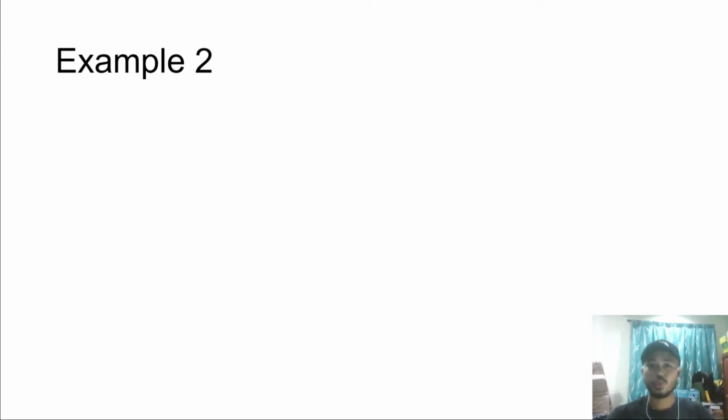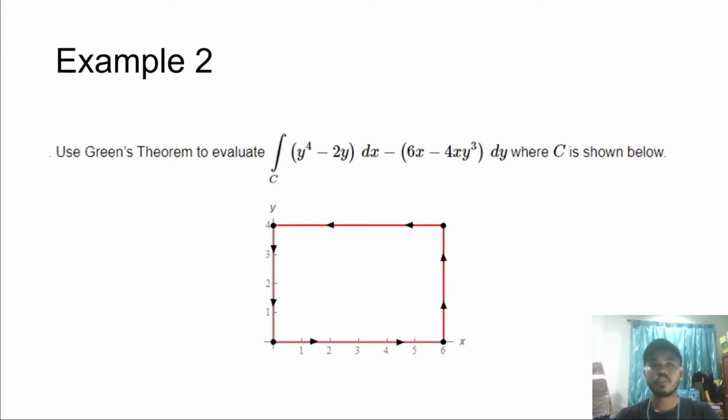Hello, we proceed to example 2. The question is, use Green's theorem to evaluate the integral over c of y to the power of 4 minus 2y dx minus 6x minus 4xy cubed dy, where c is shown below. Okay, first, let's notice that if we walk along the path in the direction indicated, then our left hand will be over the enclosed area, and so this path does have the positive orientation, and we can use Green's theorem to evaluate the integral.